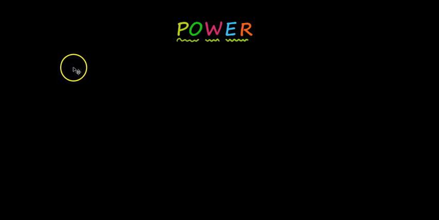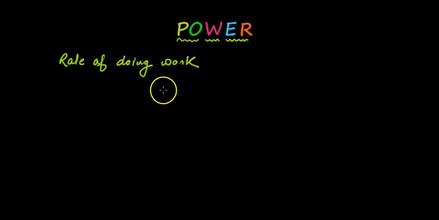Power we can simply define as the rate of doing work. What is the meaning of rate of doing work? Well, in physics, when we say rate, power is the rate of doing work. So when we say rate of doing work, it means work divided by time.